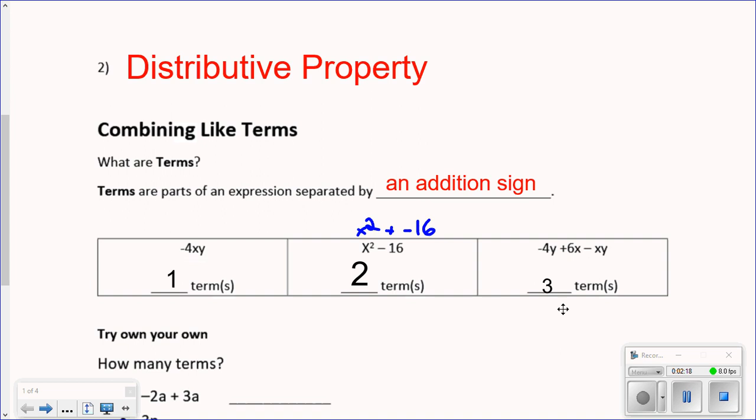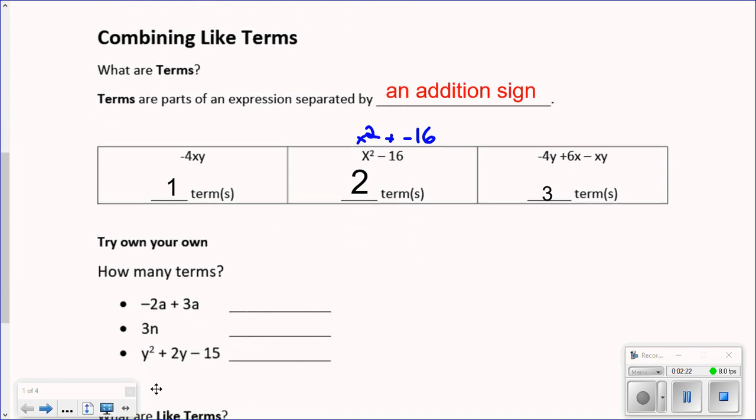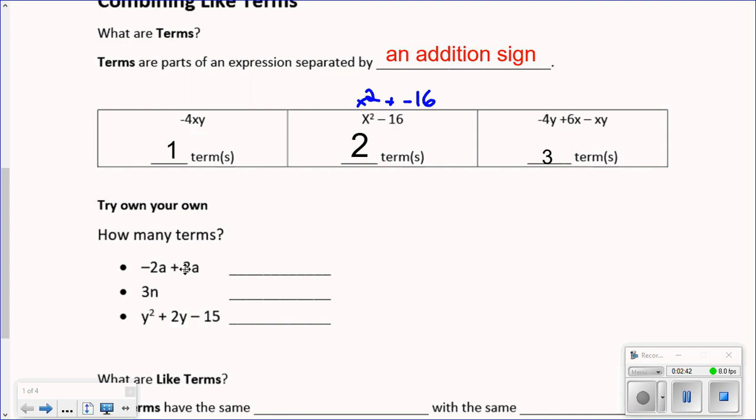Alright? Now that we talked about what terms are, you're going to try your hand at figuring out how many terms are in each one. So this is a try on your own. Whenever you see a try on your own, you are going to try it on your own and write down your answer. Okay? So you're going to go through these problems and see how many terms you can identify from each expression. You can either pause the video, do it, or you can do it at the end.